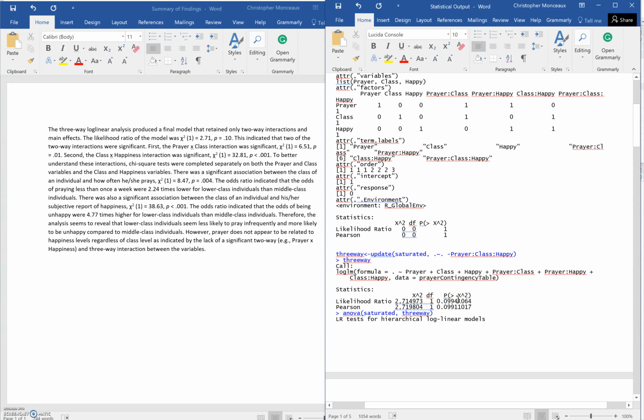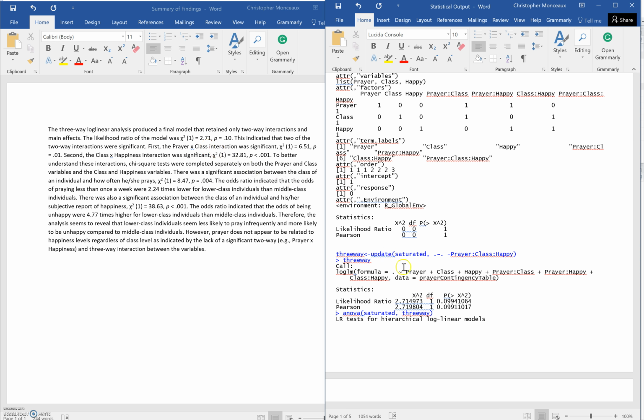showing that that three-way model, where the three-way interaction had been taken out, was the last model to not come out significantly different from the model that preceded it. So that ended up with us having a final model that retained two-way interactions as well as main effects. This also indicated that two of the two-way interactions were significant, which I already showed.